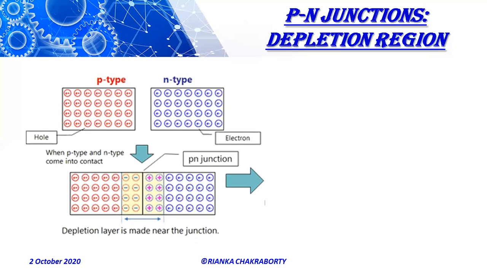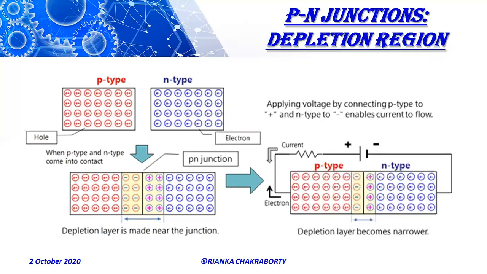At this situation, there is no movement of charge carriers across the junction, since the neighborhood of the junction is depleted of mobile charges. It is referred to as the depletion region or space charge region. The thickness of the depletion region is about 0.5 micrometer.